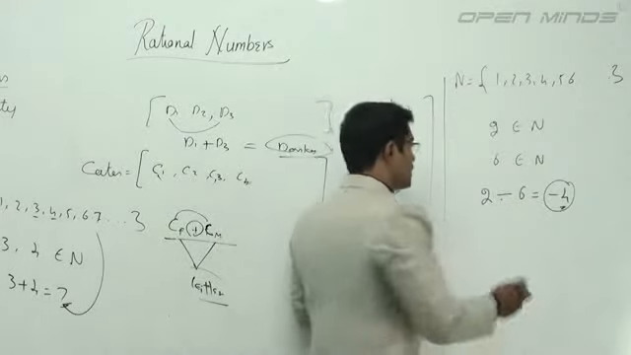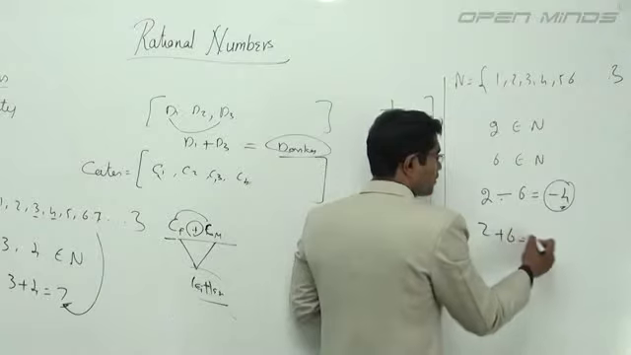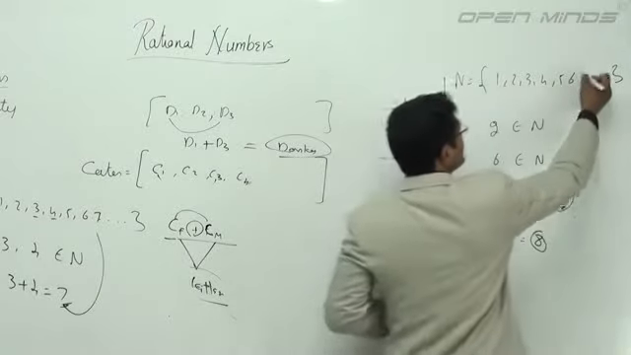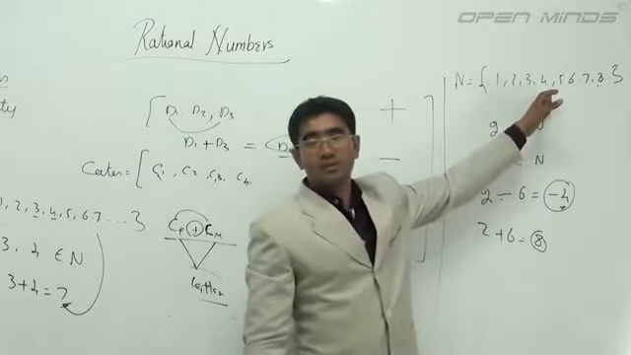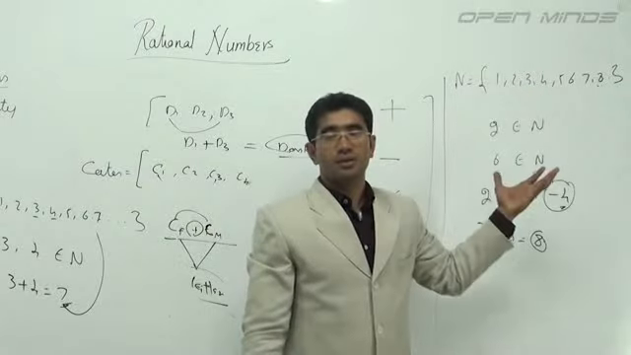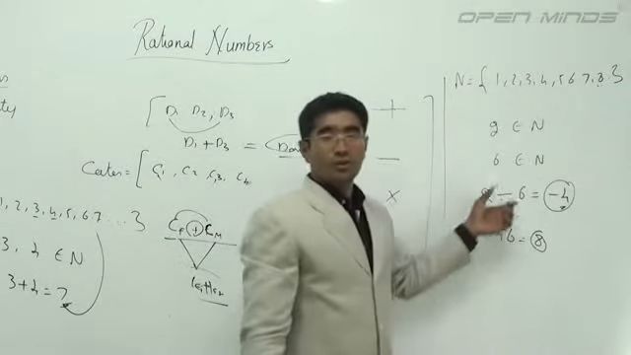Now if it was 2 plus 6, I would have got 8, and 8 is here. Yes, 8 is in the set. So if you take any two natural numbers and add them, you will get a natural number. But if you subtract them, you will not always get one.